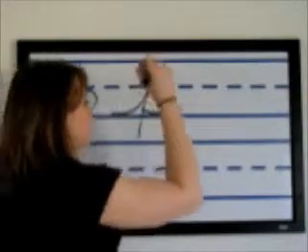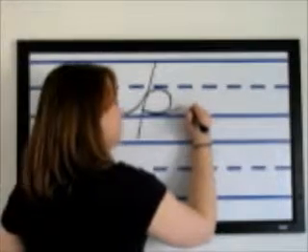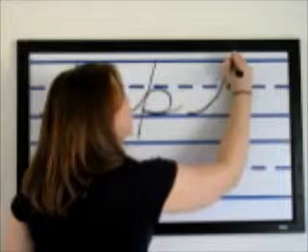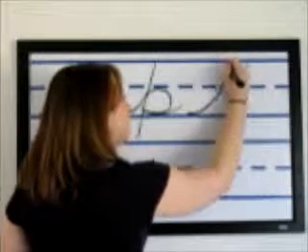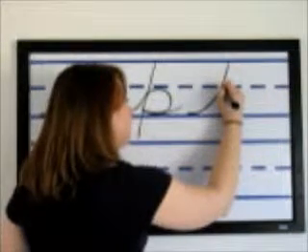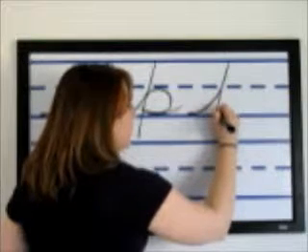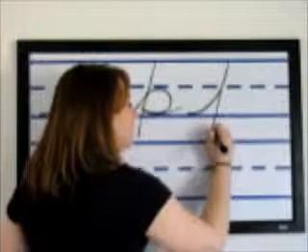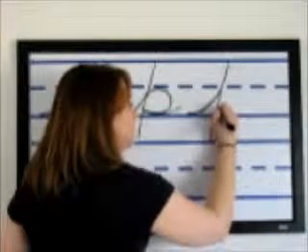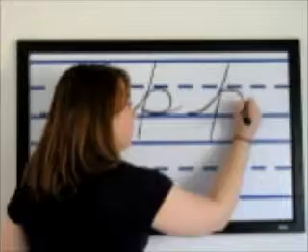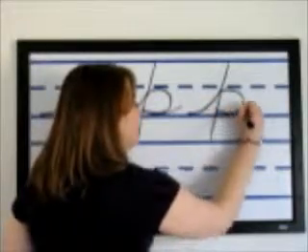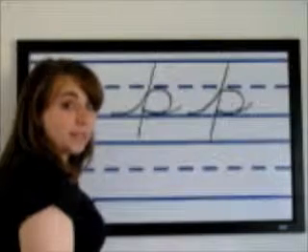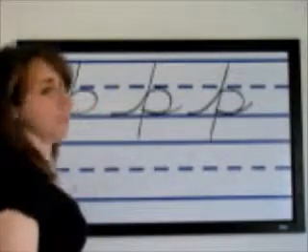Let's do it one more time. So starting at the bottom line, rock up all the way to the top, keeping your slant, retrace back down to the middle. Then there, you're going to go down to the bottom, past the bottom, retrace back up to the middle, rock around, and finish it off. There is your lowercase letter P. It's a little tricky.